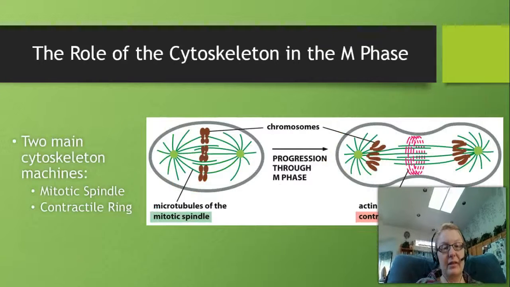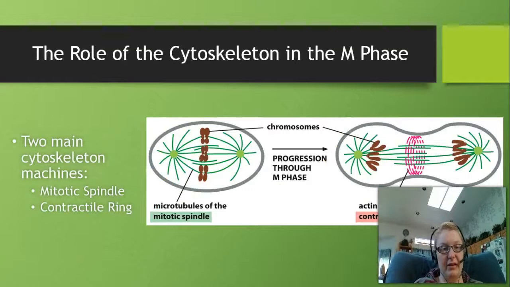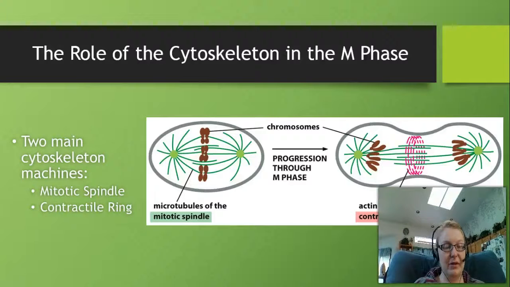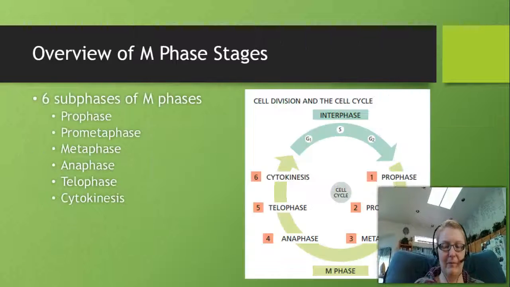So the cytoskeleton plays a huge role in M phase, and there's two main cytoskeleton machines you're going to see us talk about in the next couple slides. We have the mitotic spindles and the contractile ring. And we're going to talk about each of these a lot, so let's not worry about them too much, but I want you to make sure that you understand that that's what we have to deal with. So we have mitotic spindles and the contractile ring.